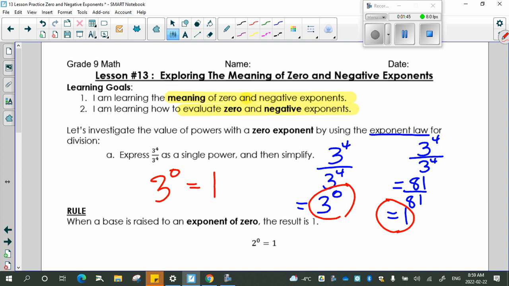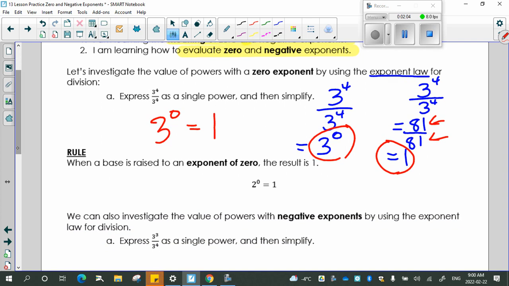So what it really means when you get an exponent of 0 is you've got the exact same number value on the top as you do on the bottom. And that's why they divide to give you 1. So that is why 3 to the 0 is 1. So our rule then is when a base is raised to an exponent of 0, the result is 1. So 2 to the 0 is 1. 127 to the 0 is 1. 15 to the 0 is 1. X to the 0 is 1. It doesn't matter which base. If you raise it to the exponent of 0, you're going to get 1.